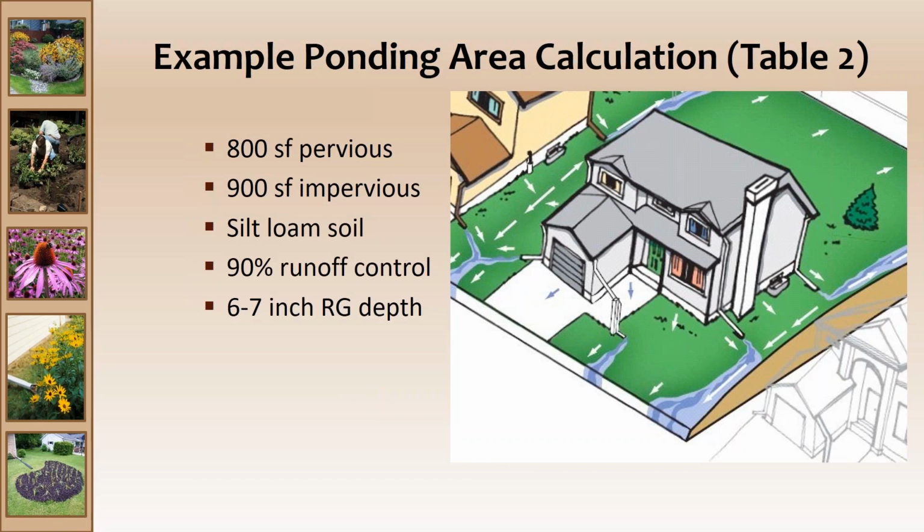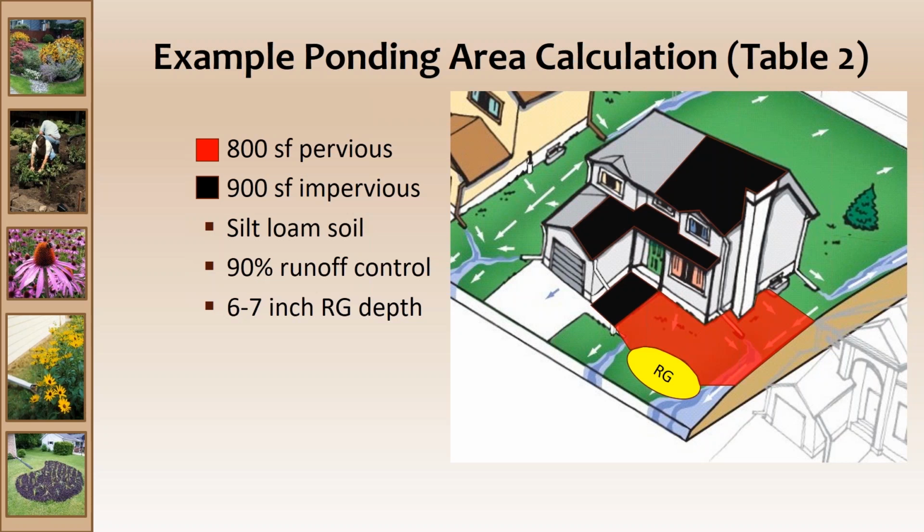In this case, it's a single family home, and the rain garden would be located in the front lawn here. We have about 800 square feet of pervious surface or lawn that would drain to it. We're trying to capture this side of the house in black, which adds up to about 900 square feet of impervious surface. The site has, in this case, silt loam soil. We're targeting a 90% runoff control, which is consistent with NR 151. We're shooting for a rain garden depth of 6 to 7 inches.